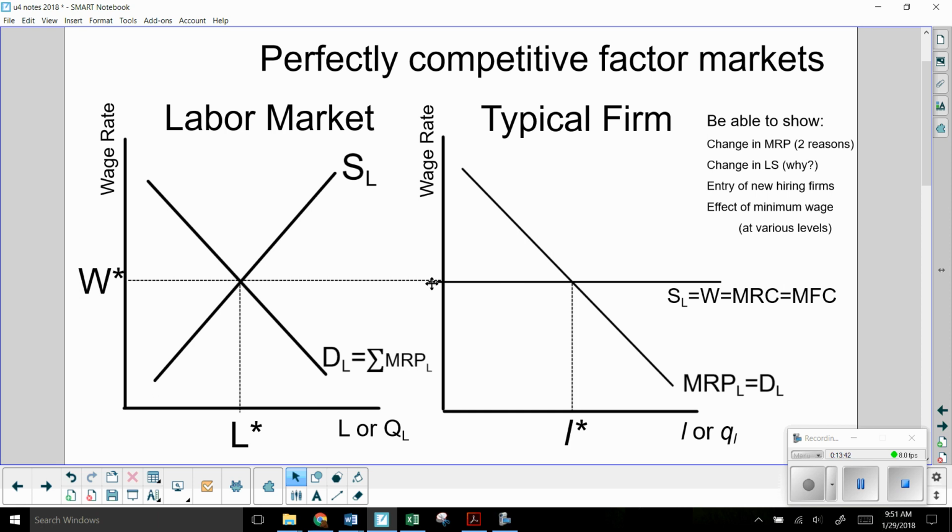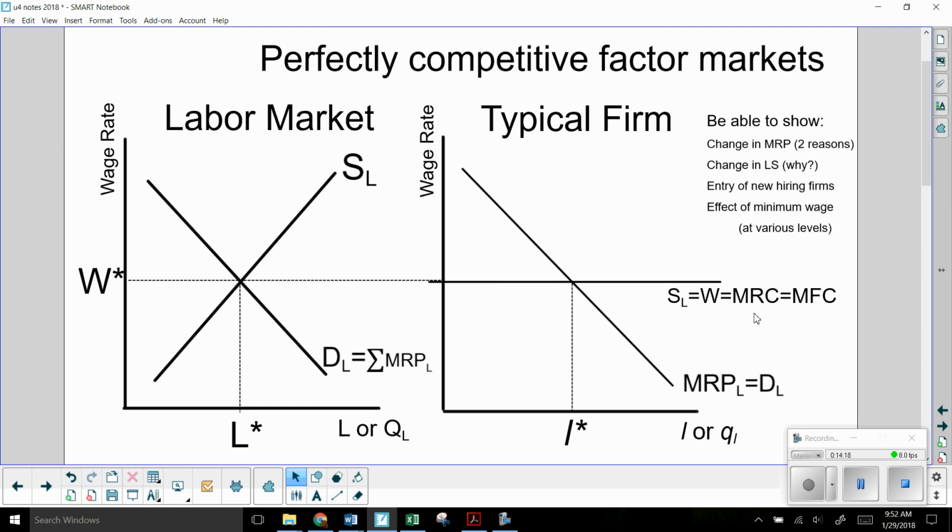Let's figure out why. Let's say the equilibrium wage rate is $8 an hour. If I want to hire one worker, I have to pay them $8 an hour. If I want to hire 2 workers, I have to pay each one $8 an hour. If I want to hire 3 workers, I have to pay each one $8 an hour. Workers are available to me for $8 an hour. In fact, I could hire any number of workers I want for $8 an hour each, and if I do, it does not change the market wage rate. That's what it means that I'm a wage taker.